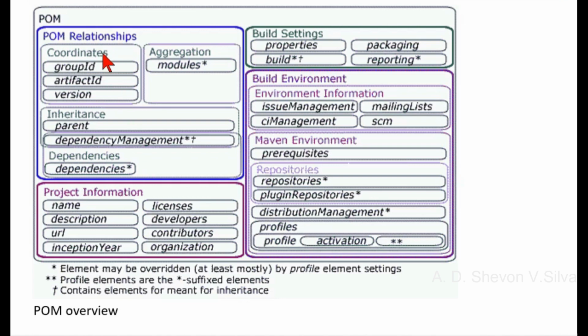Here, Maven coordinates. The POM defined above is the bare minimum. Here, groupId:artifactId:version are all required fields.